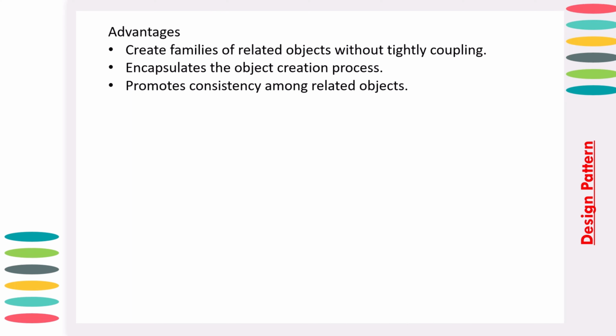Advantages of using the abstract factory pattern: it allows us to create families of related objects without tight coupling, and encapsulates the object creation process. This makes it easier to swap out entire families of objects without affecting the rest of the code, and promotes consistency among related objects by ensuring that they are created with the same underlying factory.